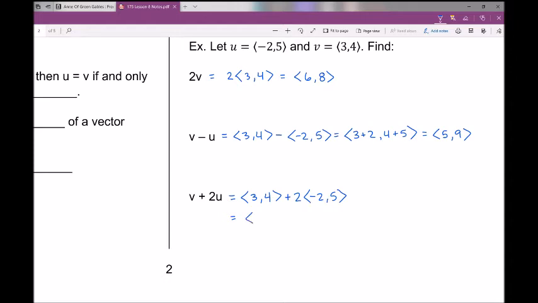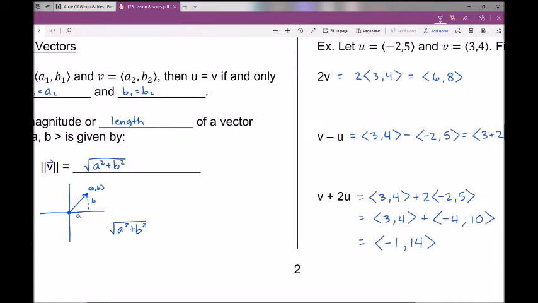So we have 3, 4 plus -4, 10, and we want to add these two together. So we get 3 minus 4 is -1, and 4 plus 10 is 14. So your resulting vector is -1, 14. Okay, so if the geometric operations were a little bit confusing, hopefully these algebraic operations seemed a little bit easier.